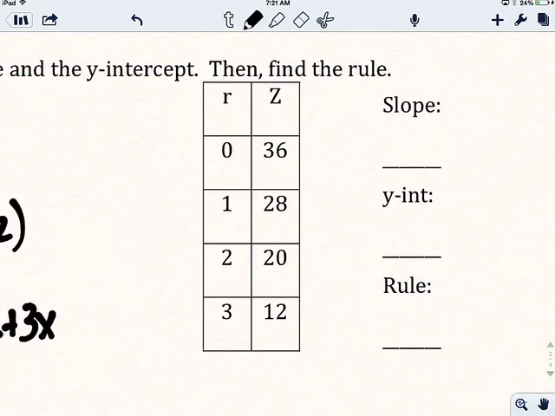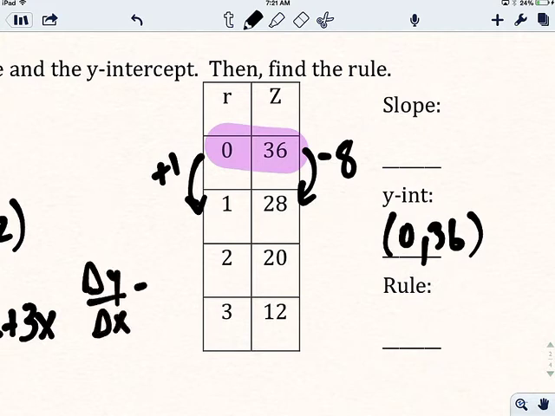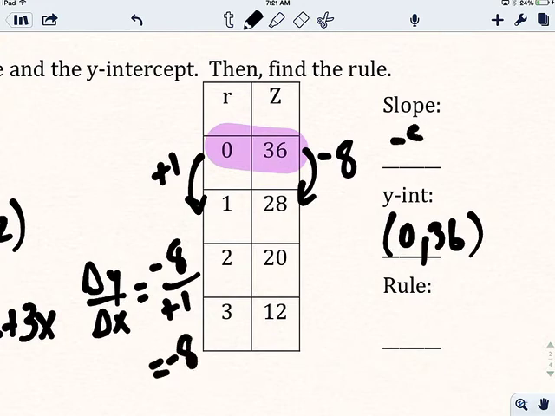Okay, again, let's start with the y-intercept because it's right there at the top. Y-intercept is (0, 36). All right, so this goes up 1. This goes 36 minus 6, isn't going to get there, excuse me, it's going to be 36 minus 8 gets me to 28. And so delta y over delta x is minus 8 over plus 1, which simplifies to negative 8. And so my slope is negative 8.